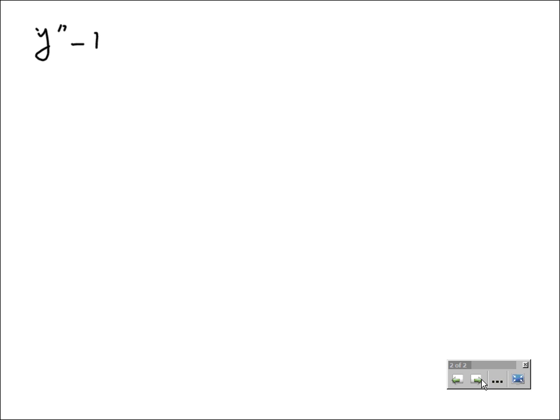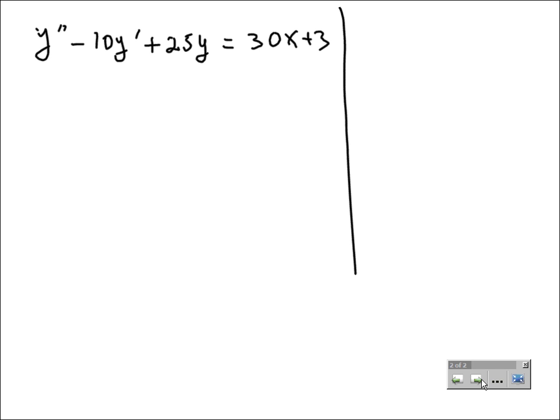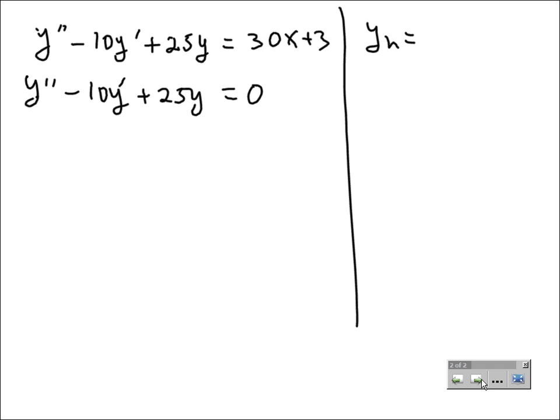y double prime minus 10y prime plus 25y is equal to 30x plus 3. Our first step is going to be to find the homogeneous solution. So we want to solve y double prime minus 10y prime plus 25y is equal to 0. That corresponds to the auxiliary equation m squared minus 10m plus 25 equals 0.